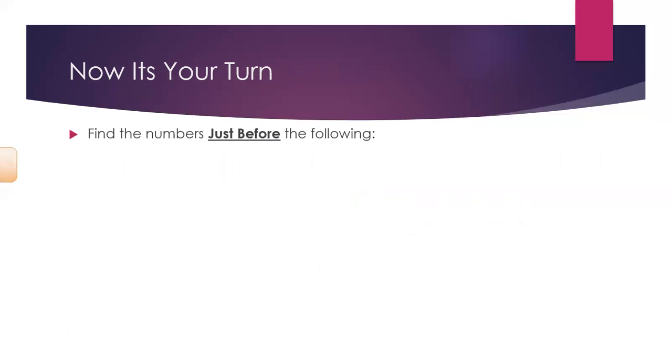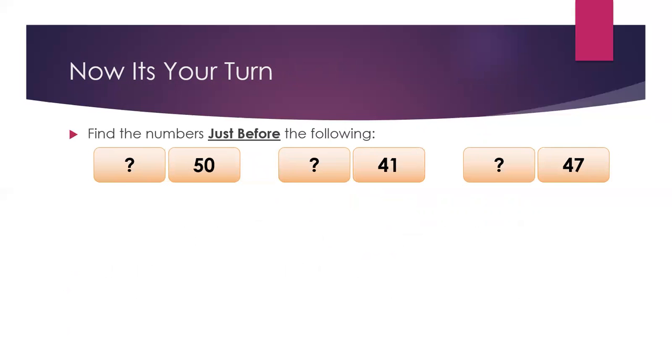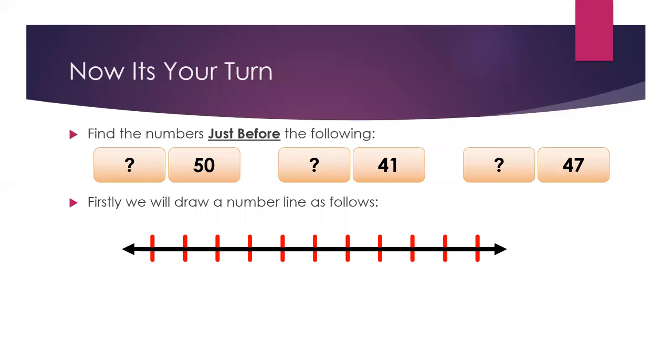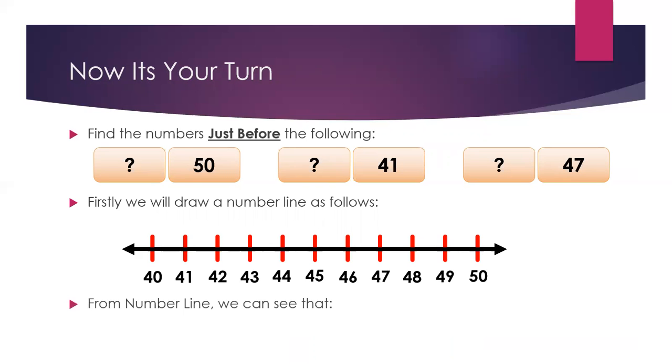Find a number just before the following. Here we are having three numbers: dash 50, dash 41, and dash 47. So what I have told you earlier, firstly we draw a number line as follows. Here we are having a number line, and we mark these lines with the numbers. And now from the number line we can see that the number before 50 is 49. We jump one position towards left. The number before 50 is 49.